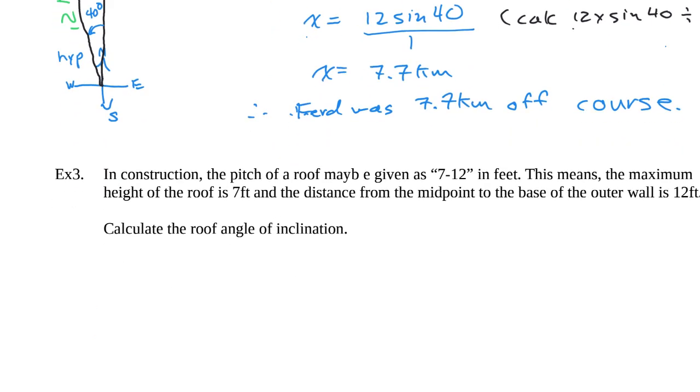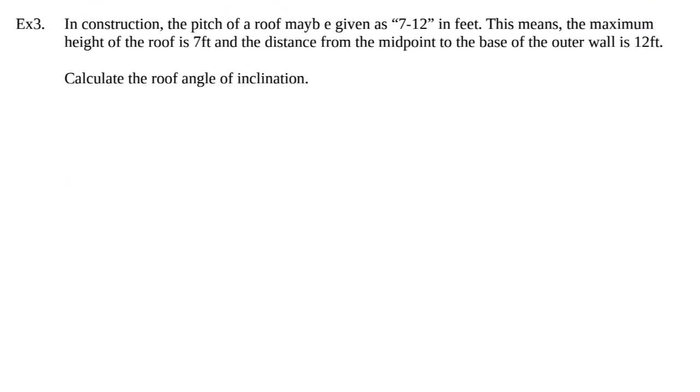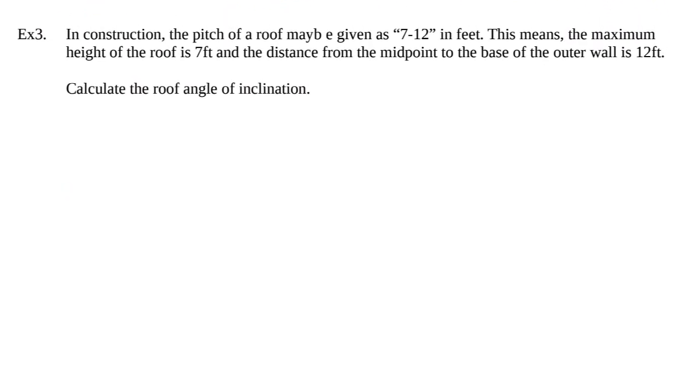So the next question is about a construction company. In a construction company, the pitch of a roof is given by 7 and 12 feet, which means the maximum height of the roof is 7 feet. So imagine that we draw a house. Here's our house, and here's the roof. It rises a certain amount, and it goes across a certain amount.